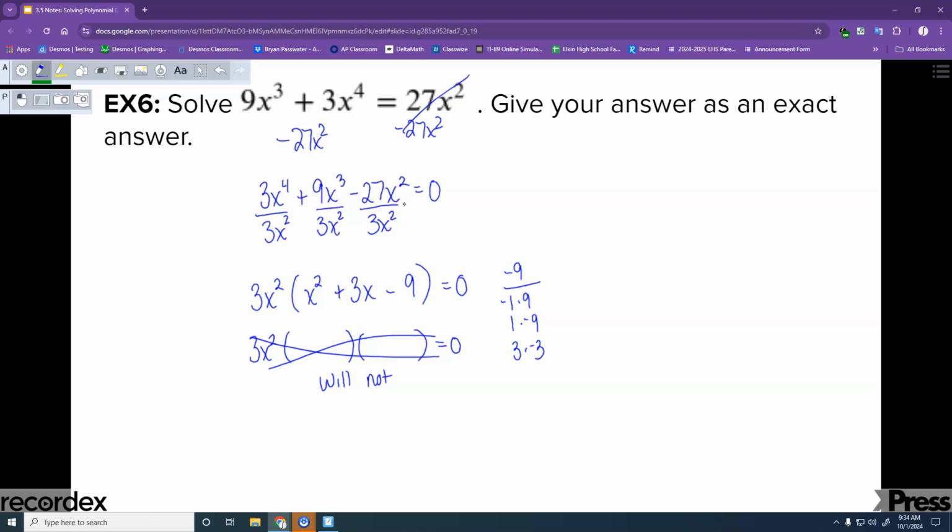But that does not mean it does not have an answer. We need to use quadratic formula.